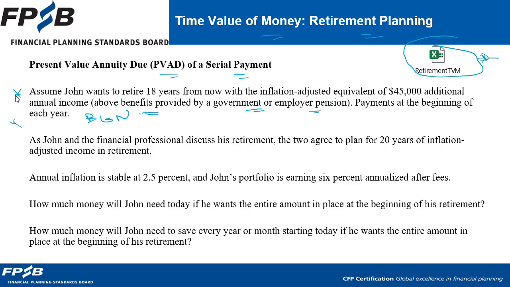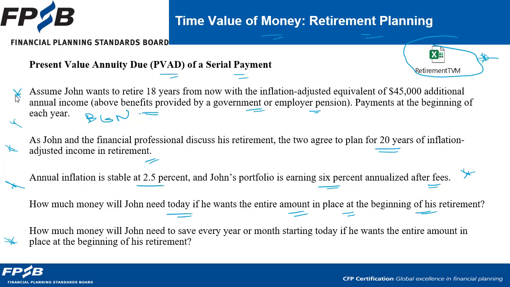Okay. As John and the financial professional discuss his retirement, the two agree to plan for 20 years of inflation-adjusted income in retirement. Annual inflation is stable at 2.5%. John's portfolio is earning 6% annualized after fees. So the investment return we always want to look at is after fees. Fees are negative performance. How much money will John need today? See, that's today, present value, if he wants the entire amount in place at the beginning of his retirement.